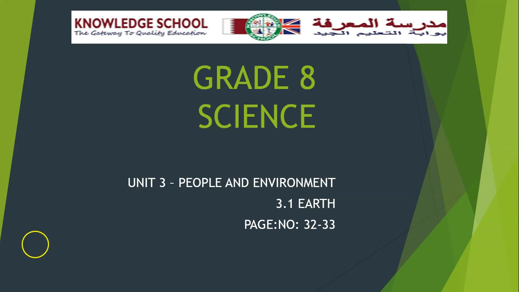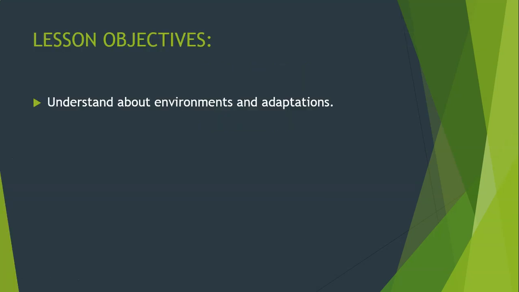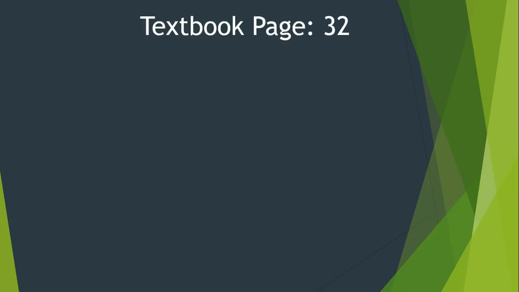Let us continue the previous lesson that we were taking yesterday, that is lesson 3.1 Earth, page number 32 to 33. Lesson objective: to understand about environments and adaptations. Open page 32 in your textbook.